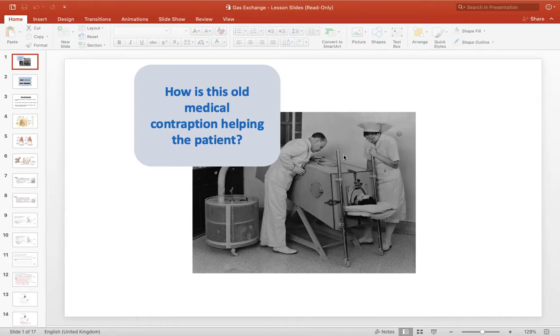Now, if you're unfortunate enough to have to go on a ventilator, you will simply have a tube put down into your lungs which will push air in and out rather than changing the pressure on your actual body.